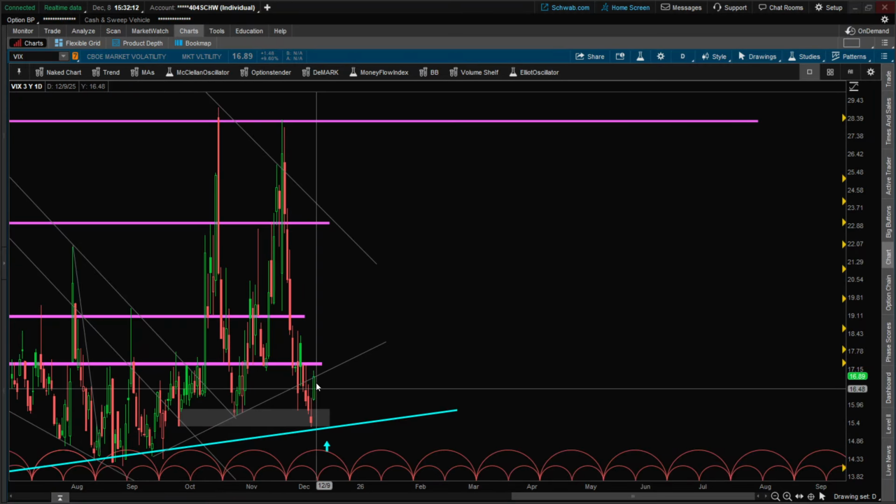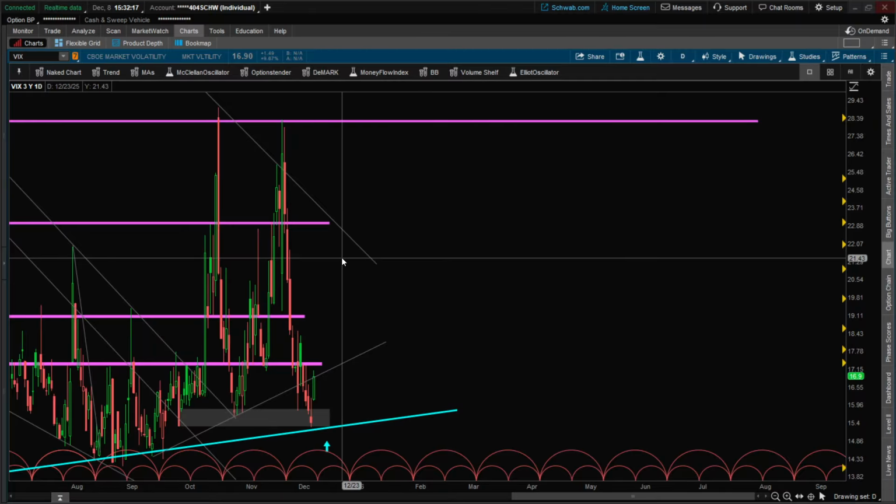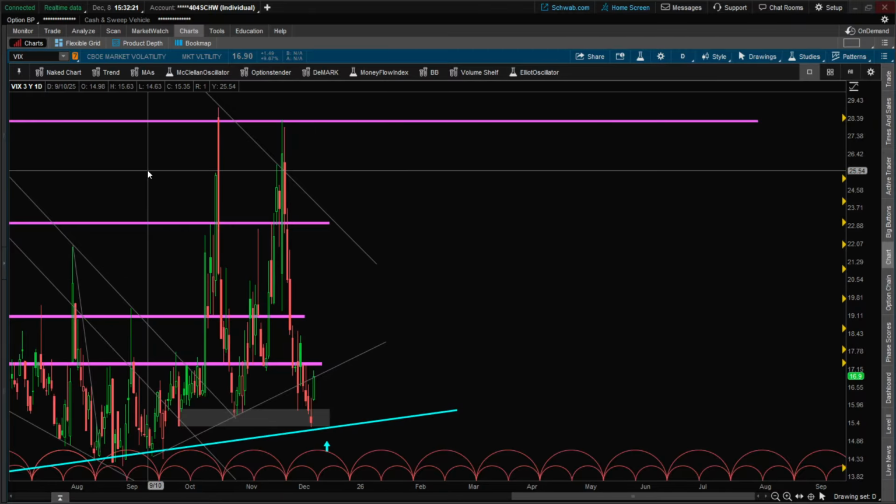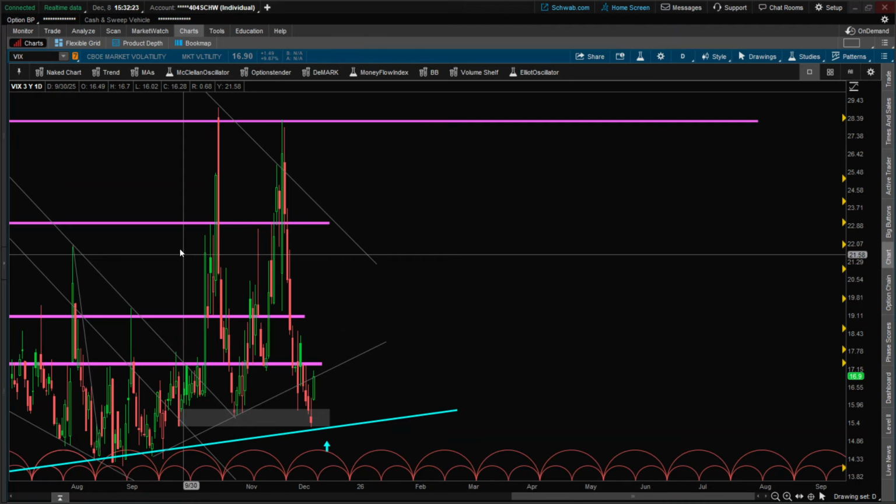We'll see what kind of action we get here. I don't know if we'll gap down and then into Wednesday start moving up higher. So I do think we're going to get a bounce really soon here, but looking good with the cycles so far. Let's go to IBIT.